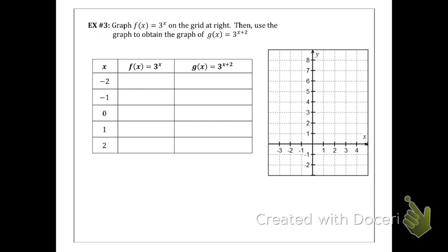All right, so example 3. Graph f of x equals 3 to the x on the grid at the right, then use the graph to obtain the graph of g of x equals 3 to the x plus 2.